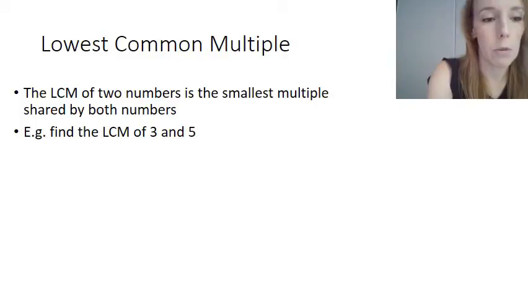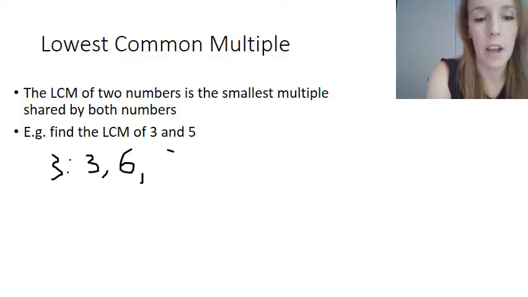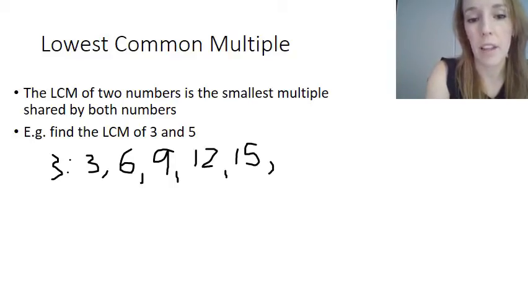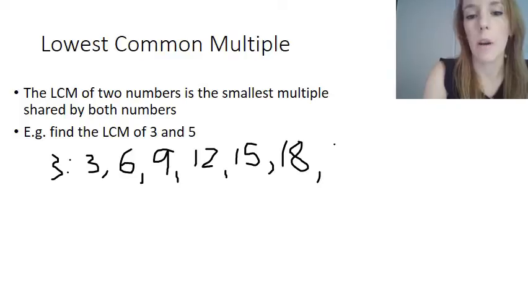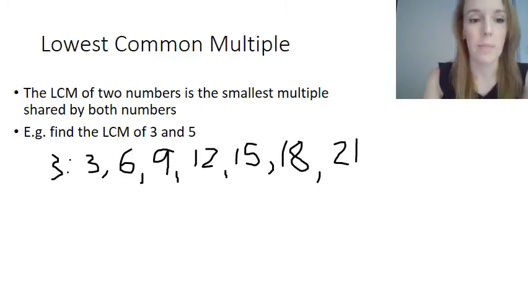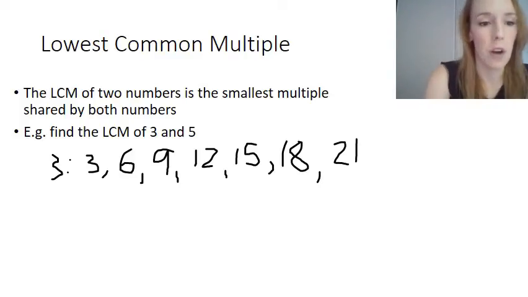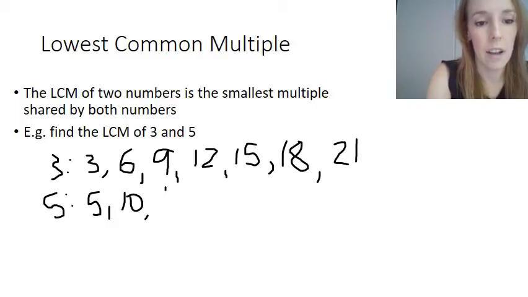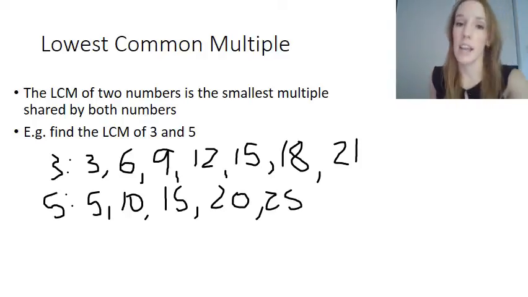So all the multiples of 3 are 3, 6, 9, 12, 15, 18, 21, etc. You could go on forever. And then we're going to list all the multiples of 5. So the multiples of 5 are 5, 10, 15, 20, 25, etc. Again, you could go on forever.